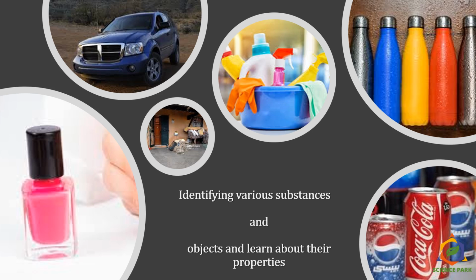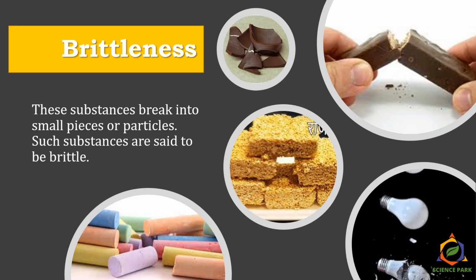To learn various properties of substances around us, you have to identify various substances and objects around you, and then you have to learn about their properties as we are learning it here. From this moment, you will be observing closely all the objects and substances around you, and we will discuss it at the discussion meeting.